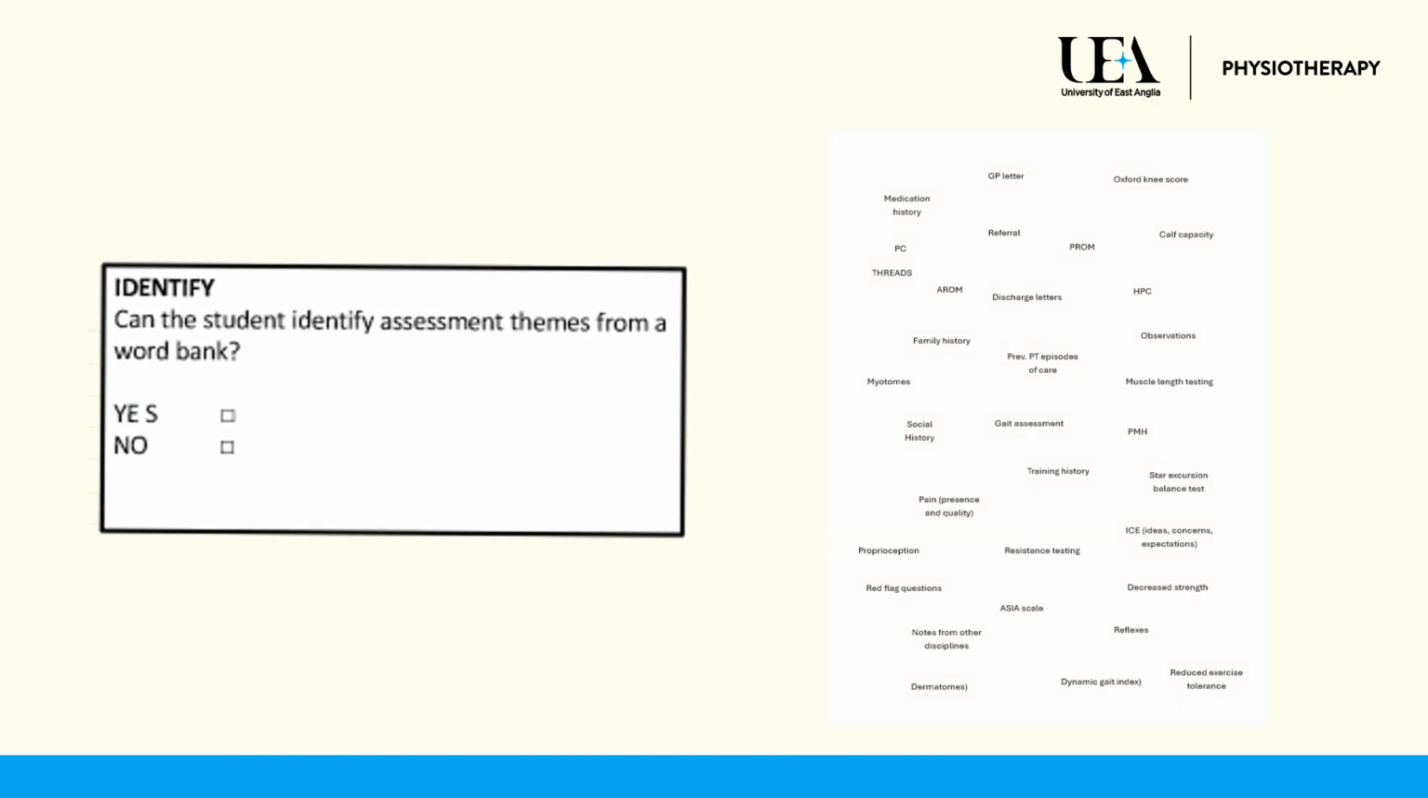In practice, you could give your student a simple sheet of paper with lots of different terms on it, including subjective assessment themes. There's lots of red herrings on this sheet, which they should try and avoid, but also they could extend their learning by trying to think about what those other terms also mean.